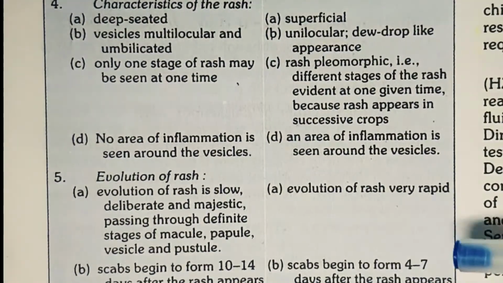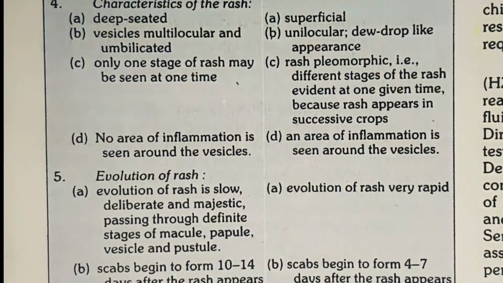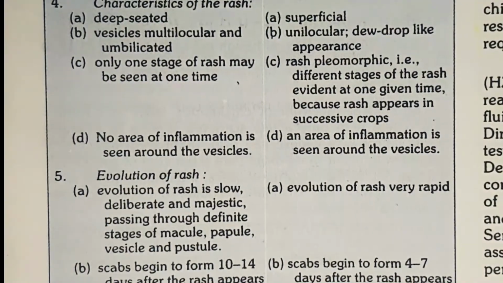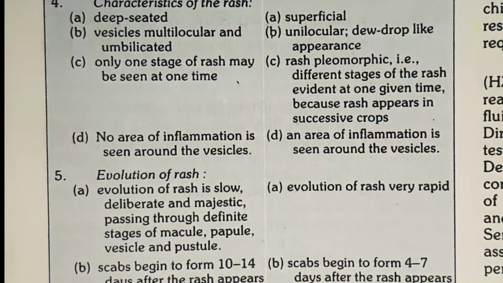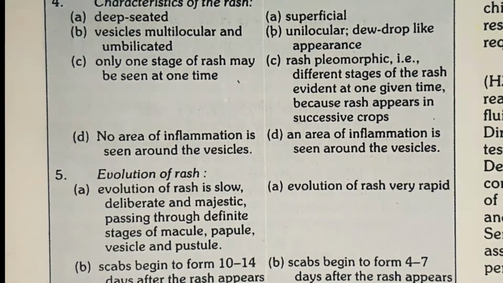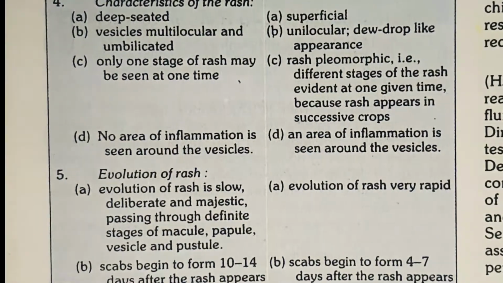In smallpox, scabs begin to form 10 to 14 days after the rash appears. In chickenpox, scabs begin to form 4 to 7 days after the rash appears. So scabs appear earlier in chickenpox, and 10 to 14 days or later in smallpox, after the appearance of rashes.